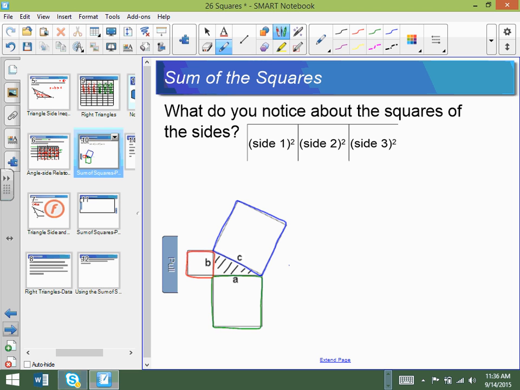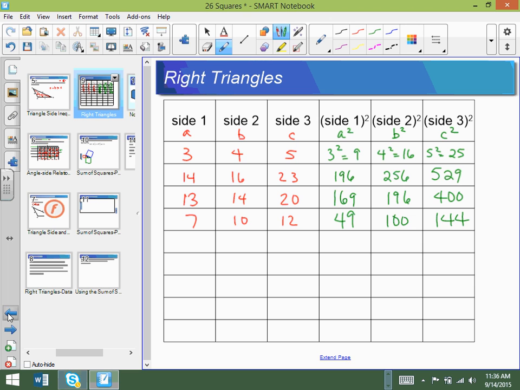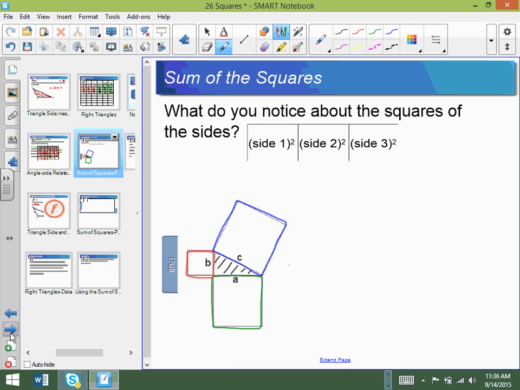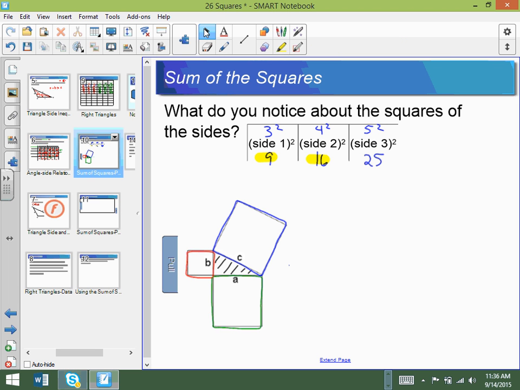If we go back, let's borrow these measurements here. Let's bring those forward. 3 squared, I'm just going to write that down: 3 squared is 9, 4 squared is 16, 5 squared is 25. Interestingly enough, if you take a look at these 2 measurements, the 9 and the 16, what we're noticing is that when you add those 2 squares together, it seems as though you are forming the area of the larger square.